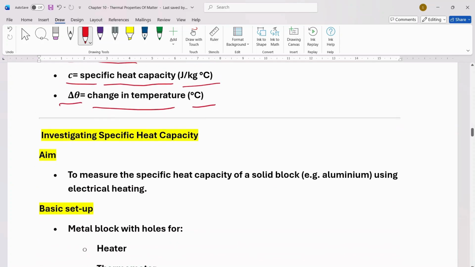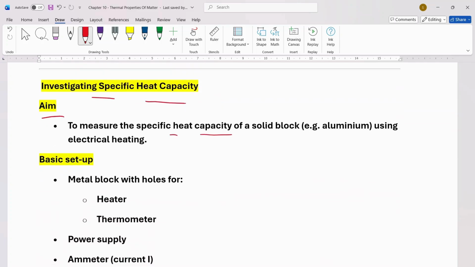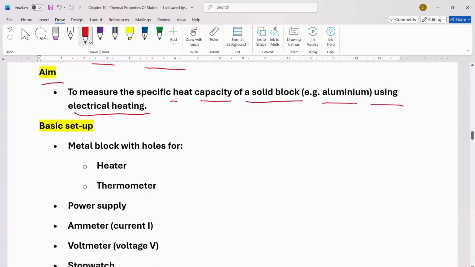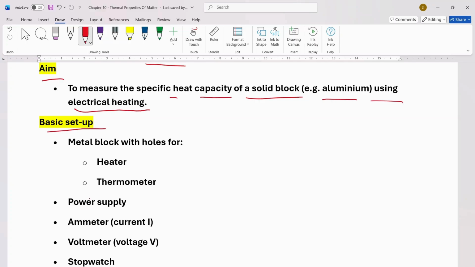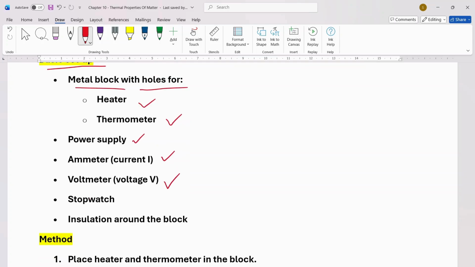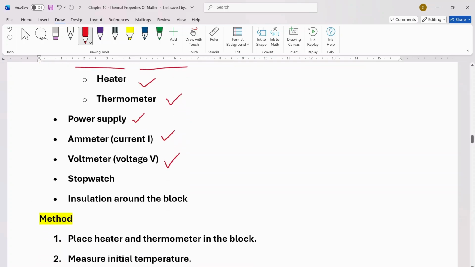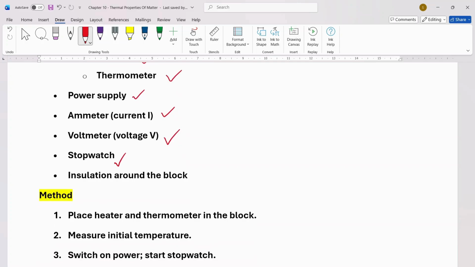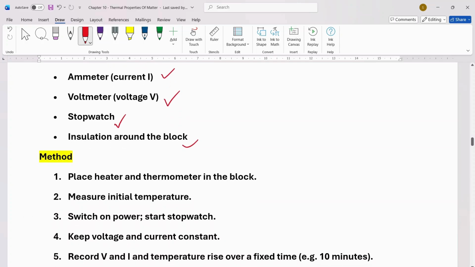Now, investigating specific heat capacity. Aim: to measure the specific heat capacity of a solid block, for example aluminium, using electrical heating. Basic setup: you will need a metal block with holes for a heater and thermometer, a power supply, an ammeter for current I, a voltmeter for voltage V, a stopwatch, and insulation around the block.